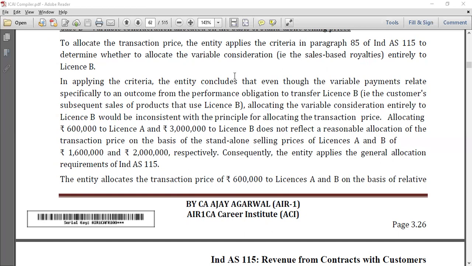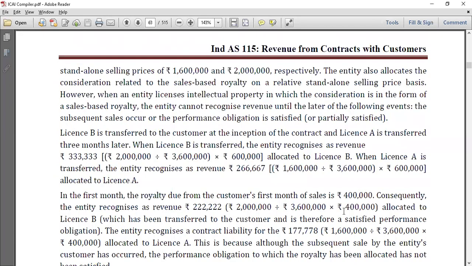So consequently, the entity applies the general allocation requirement. It will use the relative allocation approach that we have studied before. So the entity allocates the transaction price of 6 lakhs, first for license A, whenever the license is transferred, between 16 lakhs and 20 lakhs respectively. And the entity also allocates the consideration related to the sales-based royalty on a relative standalone selling price basis.